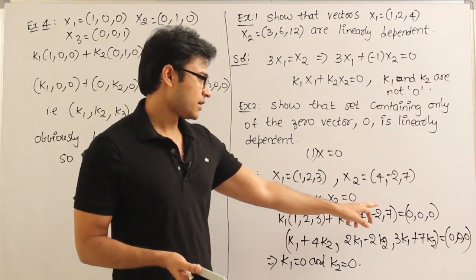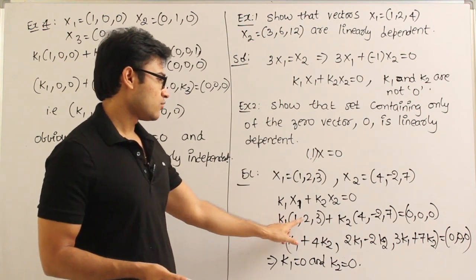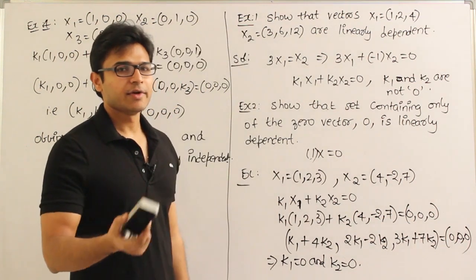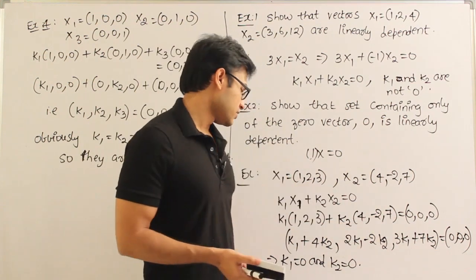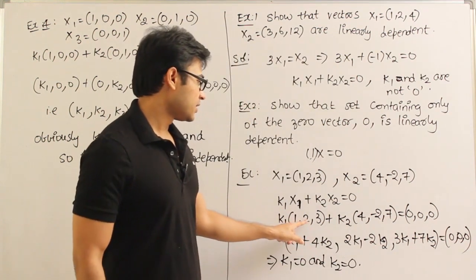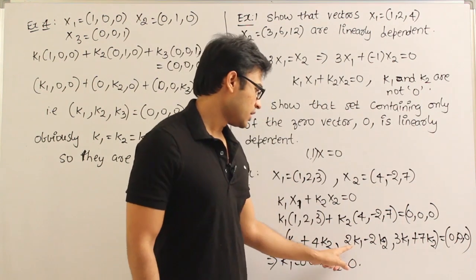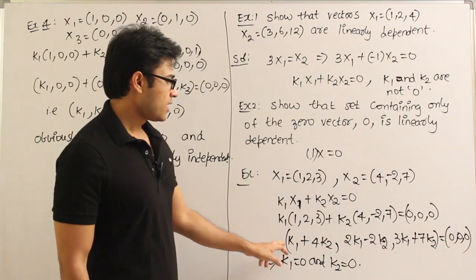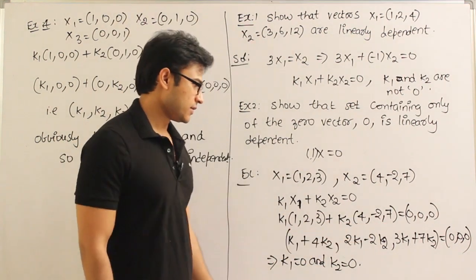Then I am just expanding, substituting in place of x1 and x2 here. Now if you observe, k1 into 1 plus k2 into 4 is equal to 0. I am just equating them element to element. k1 plus 4k2 equal to 0. And similarly k1 into 2 plus k2 into minus 2 equal to 0, that is 2k1 minus 2k2 equal to 0. If I keep writing like that, I get three equations: equation 1, equation 2 and equation 3.